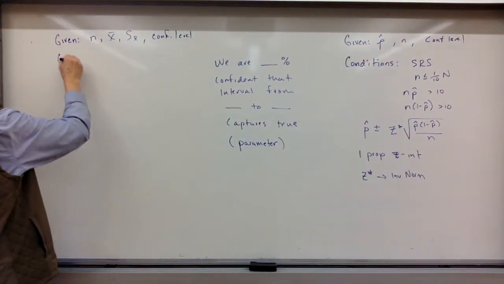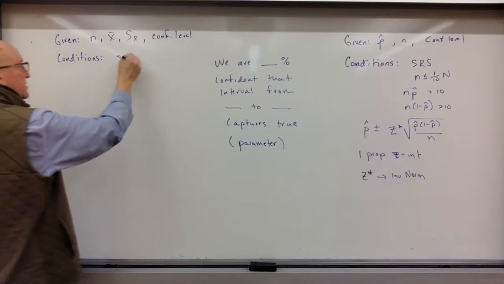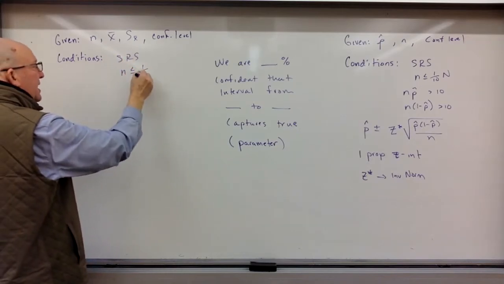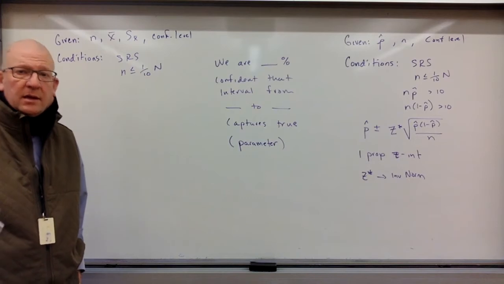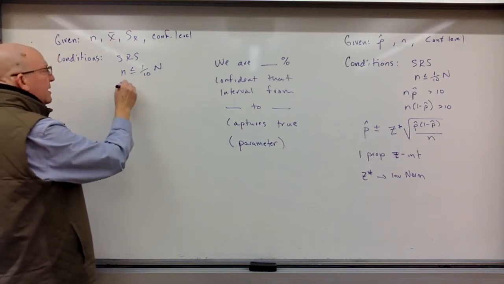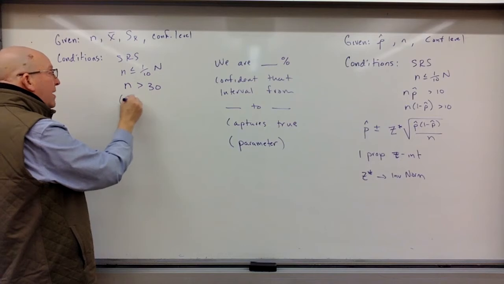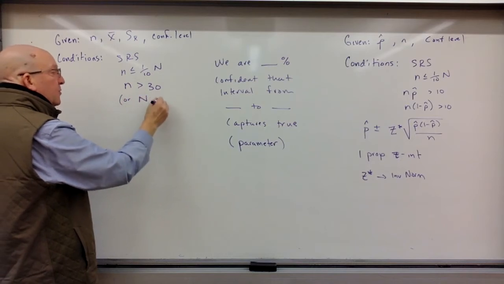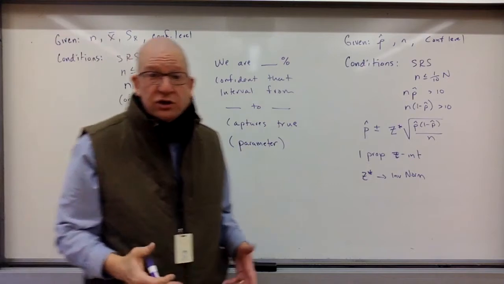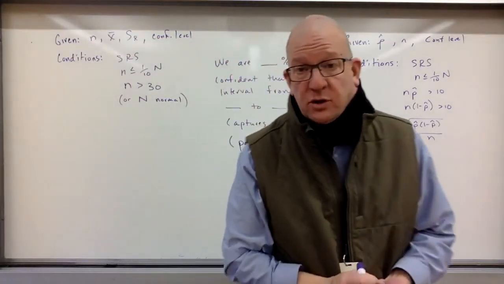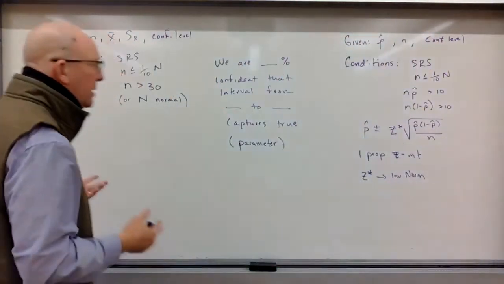Do you remember from chapter 7 what the conditions for a mean were? Well, simple random sample, n less than 1/10 of big N, that's the same. Do you remember the third one? Yeah, n's got to be more than 30. Or the population is normal. So you can have a small sample as long as your big population is normally distributed. Okay, so now let's see what happens.